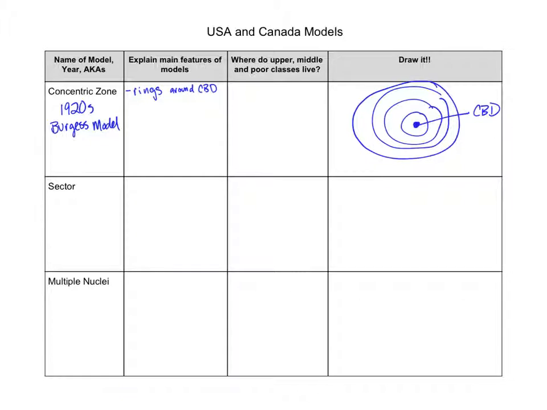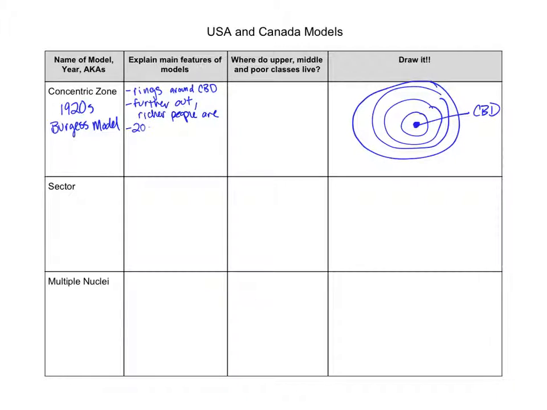So make sure that you come in and look at the different models, and I will need to explain those to you, okay? Back to the main features. It's going to be rings around the CBD, just like we just drew. The further you go out, the richer the people get, okay? Further out, richer the people are. And that is because this is all in the 1920s.